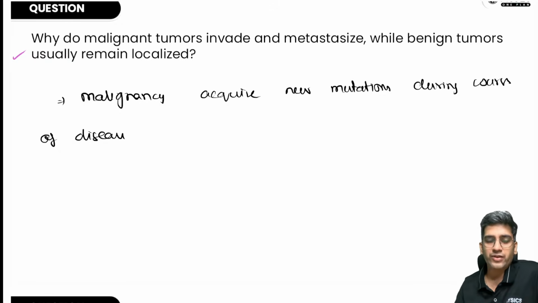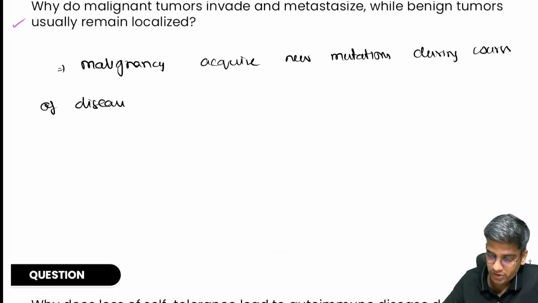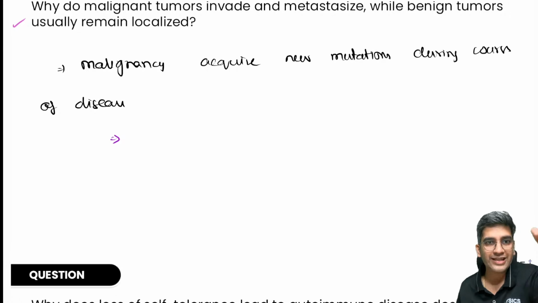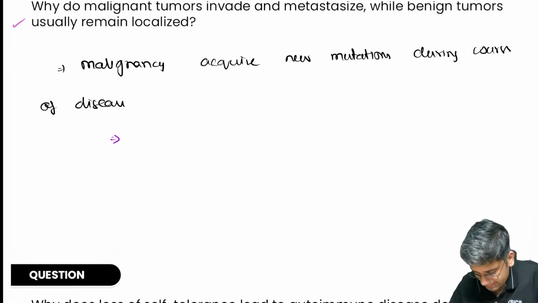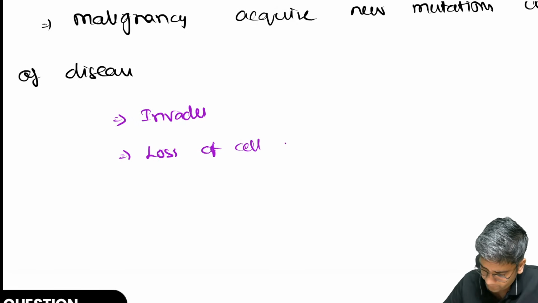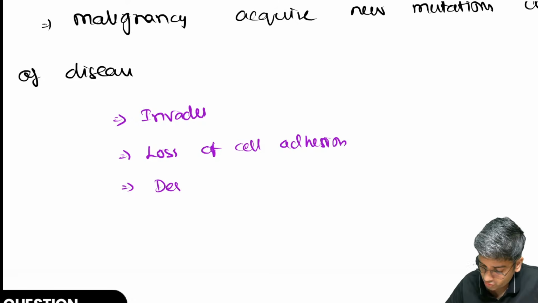Not capsulated is one of them, that's all, right? So what are the new mutations? Two important things, like I said. One is lack of cell adhesion, the E-cadherin loss. That's very, very important, right? So yes, it invades. In addition to that, they have loss of cell adhesion. And not just that, they also have genes which are going to destroy the stroma or extracellular matrix.